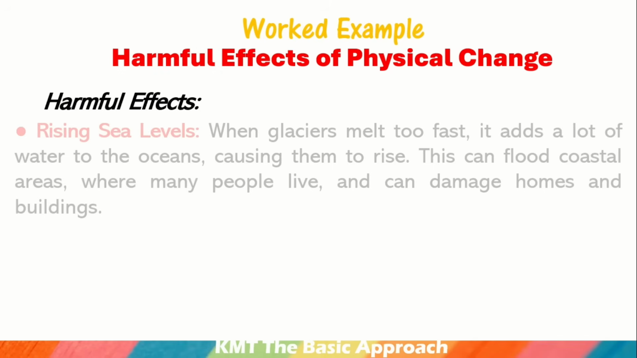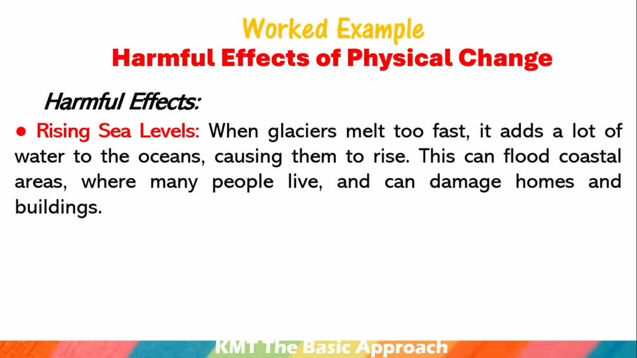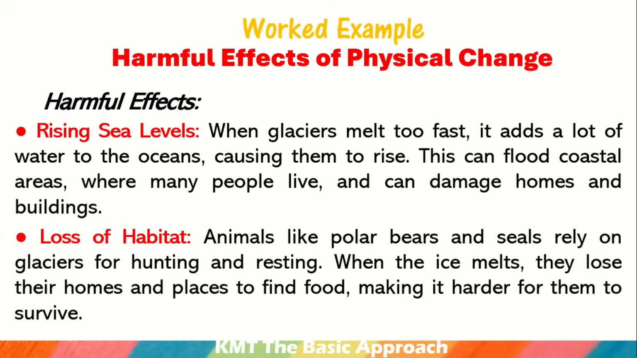Harmful effects. Rising sea levels. When glaciers melt too fast, it adds a lot of water to the oceans, causing them to rise. This can flood coastal areas where many people live and can damage homes and buildings. Loss of habitat. Animals like polar bears and seals rely on glaciers for hunting and resting. When the ice melts, they lose their homes and places to find food, making it harder for them to survive.